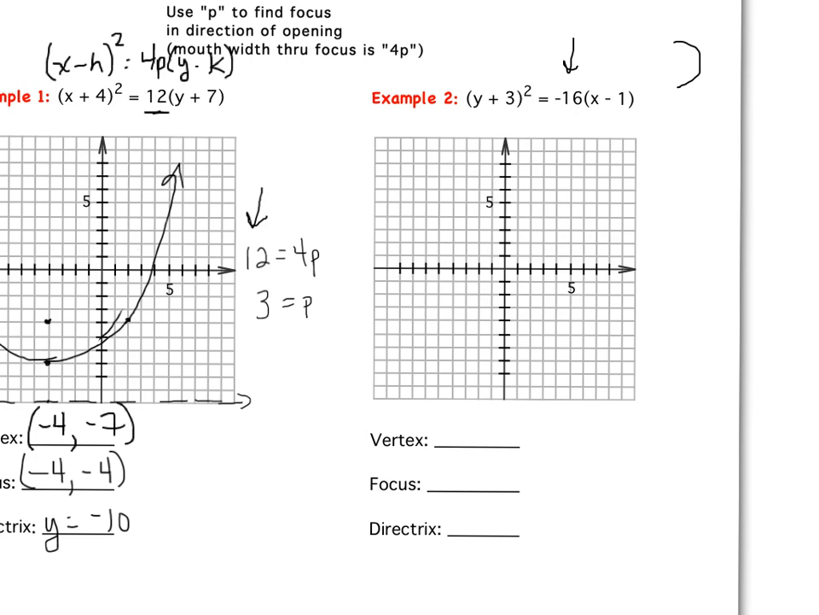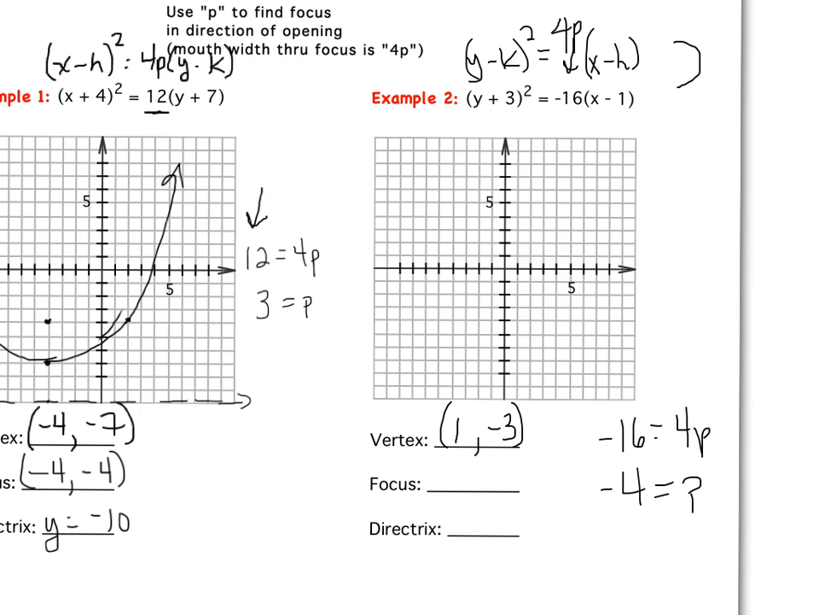So let's look at what our vertex is. Remember, y is always associated with k, and x is associated with h. And negative 16 is our 4p value. So our vertex will be at (1, -3). Our p: negative 16 equals 4p, so p is negative 4. So let's graph our vertex at (1, -3).